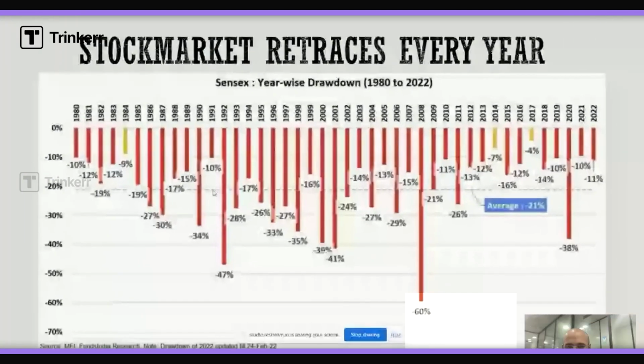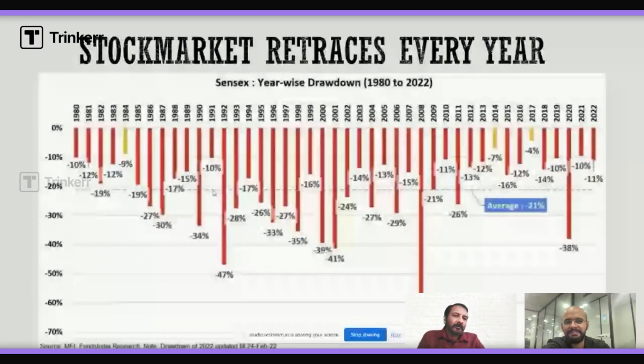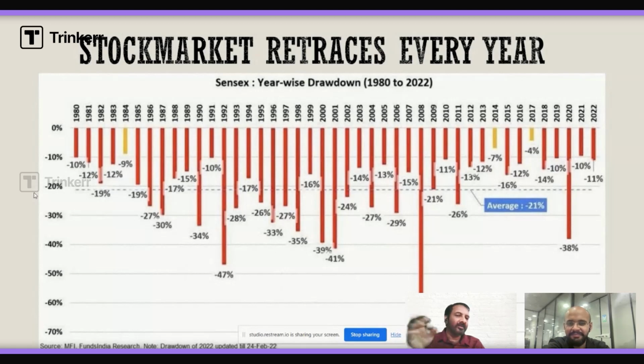Now, this is the most important chart in my slide. Stock market returns every year. We should see this. 1980 ka data, 1980 to 2022, last year ka data. We show every single year. Look at the drawdown that has happened. Every single year. Can you believe?